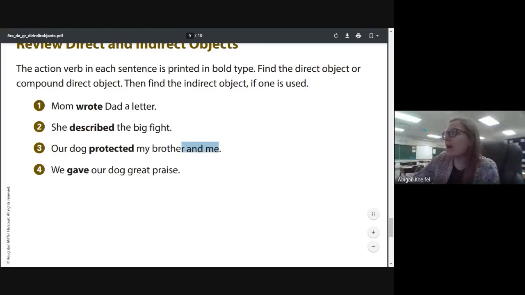Our dog protected my brother and me. Oh, there's that compound direct object. My brother and me. There's 2 of us. Obviously, protected is the action verb because that's highlighted. Then we gave our dog great praise. So gave is our action verb. Our dog is our indirect, and praise is the direct. The praise is what is receiving the action verb, and then our dog is the indirect. Okay?